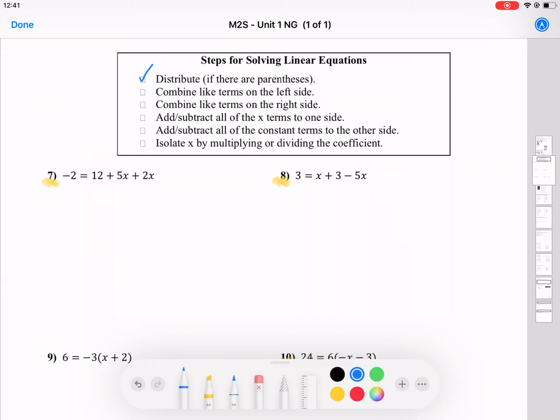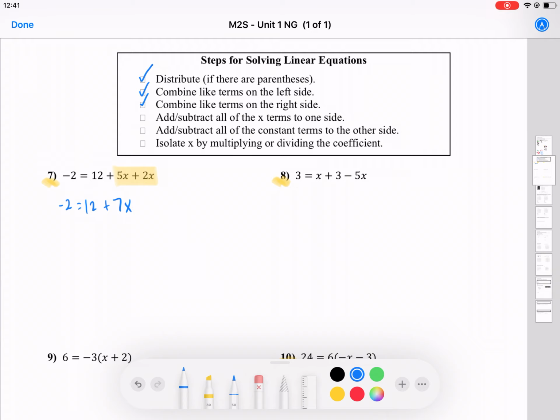Then I'm going to combine like terms on the left side, so that's this side. There's only one term, so we're good to go there. Then the next thing I would do is combine like terms on the right side. Like terms just means if two terms have an x on it, combine those. If two terms don't have an x on it, combine those ones. So I'm going to combine these terms that have the variable together. When you combine them, you just add them together. So 5 plus 2 is 7.